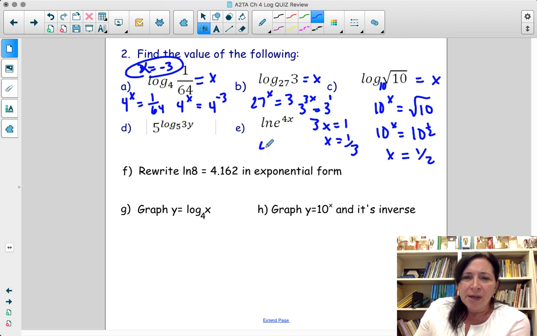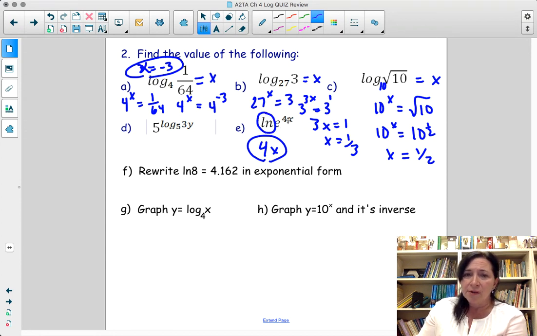For this value right here, we get just 4x. Ln of e cancels out. It's like log base e, that's this part right here, that becomes log base e of e to the 4x power. You've got 1 times 4x. Same thing with this. You're going to end up just getting 3y.